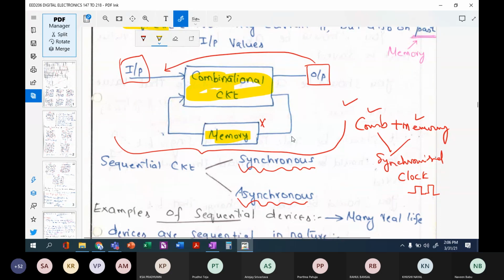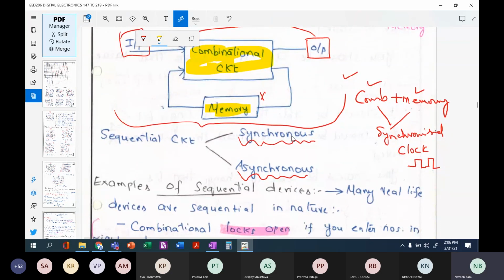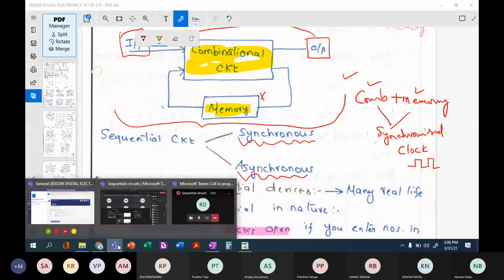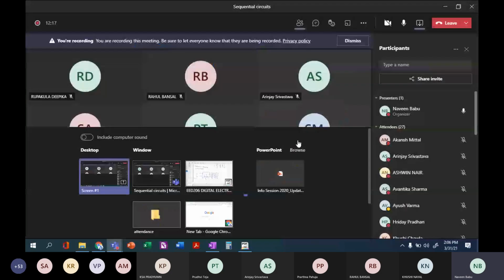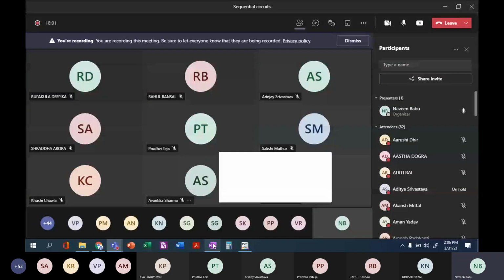Can anybody unmute yourself and say what the characteristics of a memory are? Obviously it can store data, right? Any other characteristics of a memory? Anybody, can you unmute and say your answer? As always, no response.